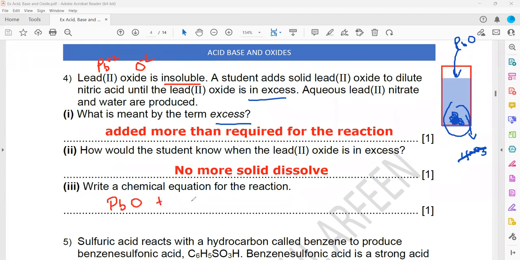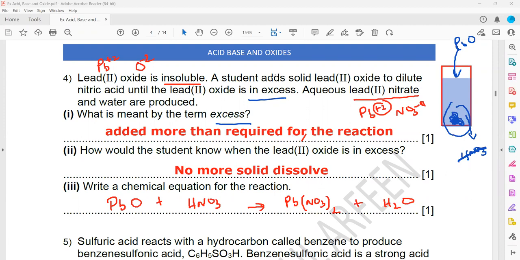Plus nitric acid, as I mentioned, HNO3. A metal oxide reacting with an acid gives salt. Because nitric acid gives nitrate salt, it will give lead 2 nitrate. What is the formula for lead 2 nitrate? Lead is +2 and nitrate has valency -1. So lead 2 nitrate will be Pb(NO3)2, with the bracket 2 because lead valency is +2 and nitrate is -1, so we cross multiply. Plus water, so it will be H2O.